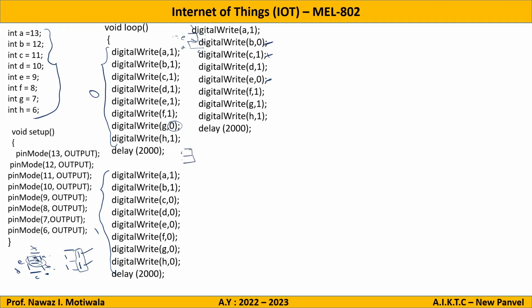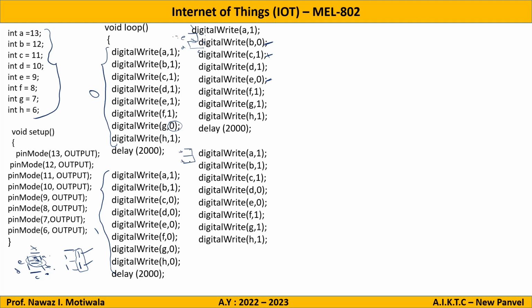So only this and this. That means E and D should be off. Rest of the things will be on. So I will write here A1, B1, C1, D0, E0, F1, G1 and H1. And then I will write delay. So this will display 3 on your screen.